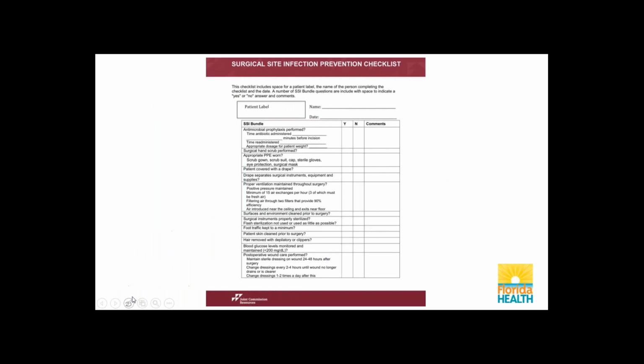So an example of a checklist would be a surgical site infection prevention checklist. So here we have, this one's from the Joint Commission, and it's telling you antimicrobial prophylaxis, was it performed? Yes or no? The time the antibiotic was administered, the time it was readministered. So it goes through an entire checklist to help you prevent a surgical site infection.